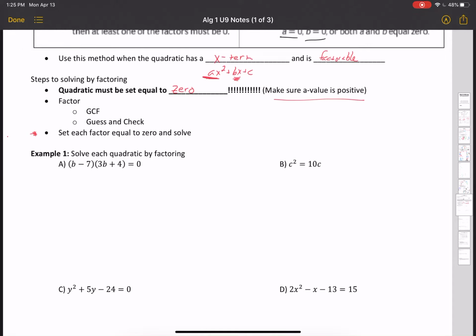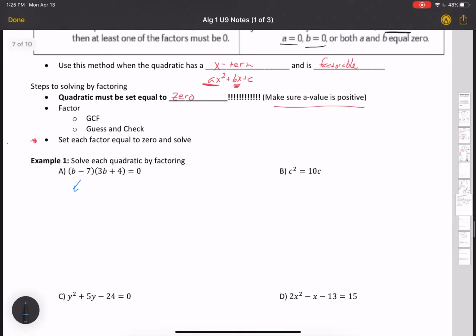Notice in A, this is already factored for us. So all we need to do is do our new step, because b minus 7 times 3b plus 4 equals 0. So we have two things that are multiplying together, b minus 7 and 3b plus 4. And when they multiply together, they equal 0, which means one of them has to be 0. So we need to solve for the values of b that are going to make each expression become 0. And the way we do that is we break this off and we set each factor equal to 0.